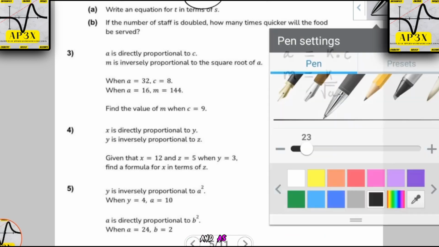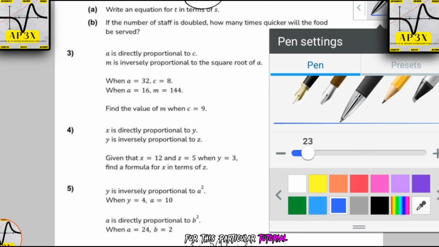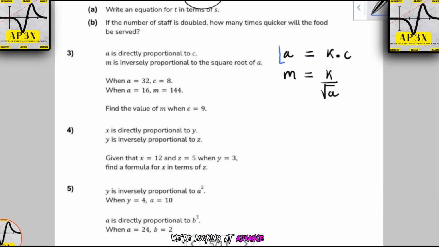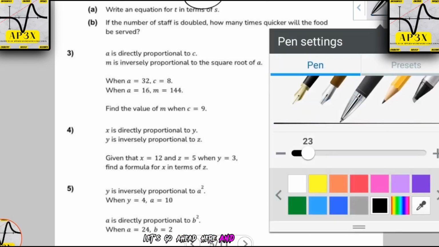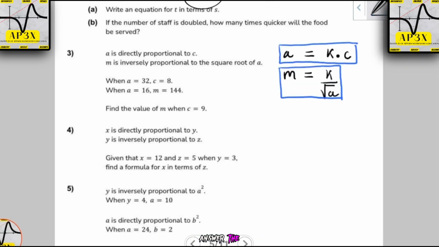All right, and as I said guys, for this particular tutorial we're looking at advanced questions, exam application questions. So if you were to see this on your quiz in the future, then you know exactly what is required. Let's go ahead here and try to answer the question.